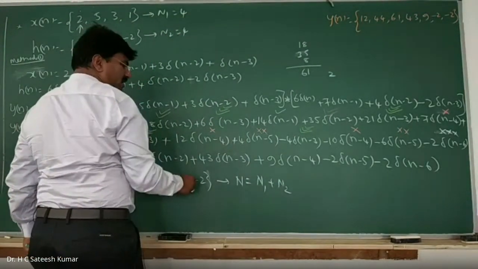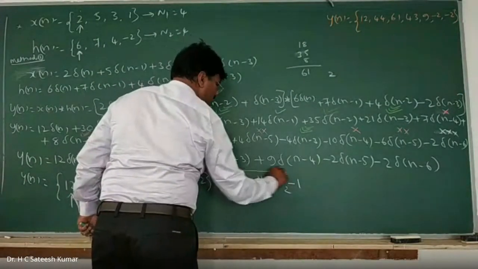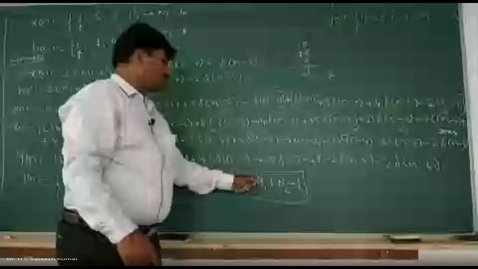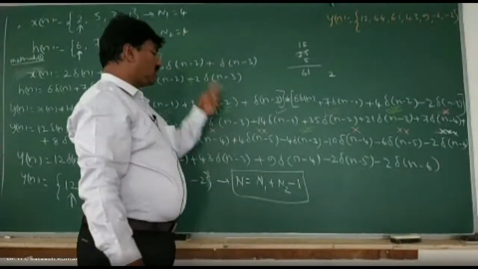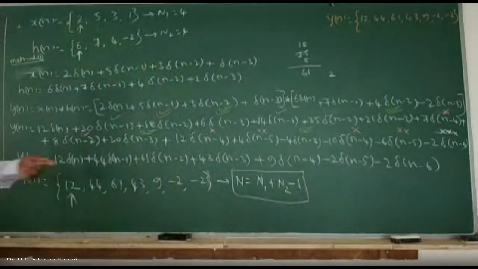But what should you get? 7. So minus 1. So therefore, the number of elements in the convolved signal is equal to the sum of the number of elements in the individual signals minus 1. So therefore, you should get 7 elements. We got 7 elements, right?